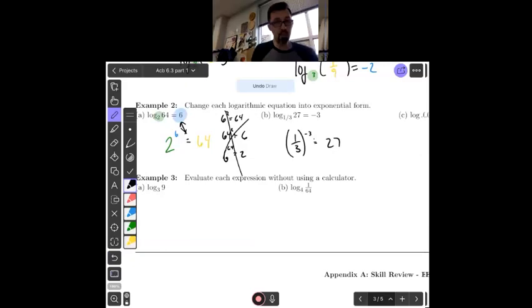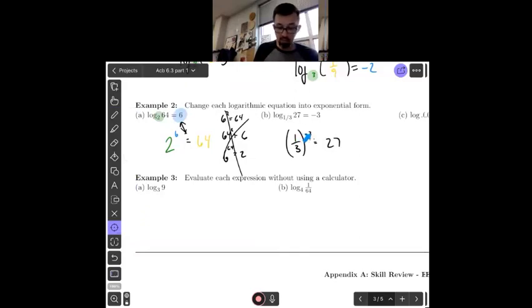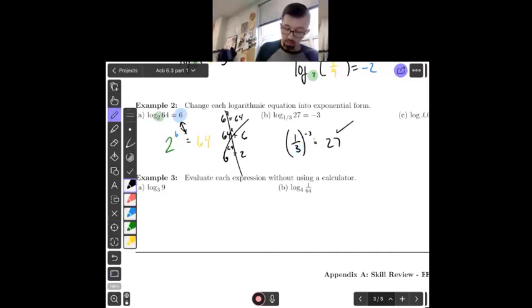So does that make sense? Does 1/3 to the negative 3 equal 27? Well, negatives flip things. So I would flip it back to just being a 3, and then 3 cubed is 27. Checks out. Good job. I'm not going to do C here with you. These last ones were really what we were just doing on the other page.